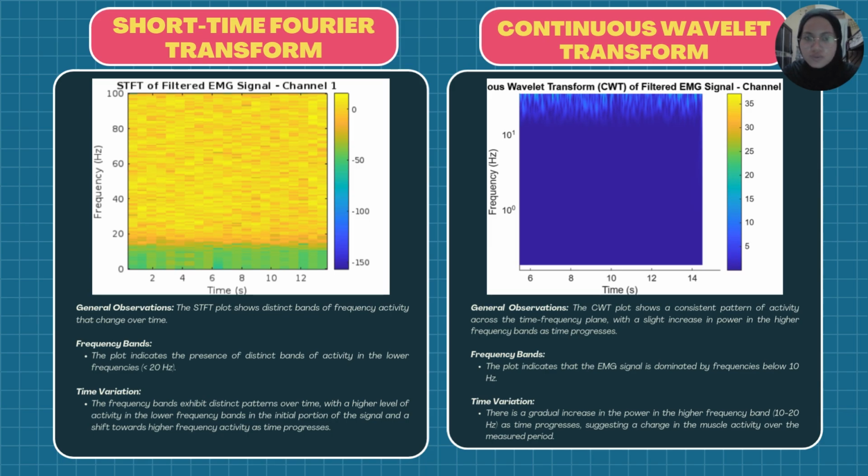So the general observation from this short time Fourier transform plot, we can see distinct frequency bands that evolve over time. In particular, lower frequencies below 20 Hz are prominent, with a focus on the 10 to 15 Hz range. There's also activity above 20 Hz, but it is not as consistent or strong as the lower frequency. Looking at the time variation in the short time Fourier transform plot, the lower frequency bands exhibit high activity in the initial portion of the signal.